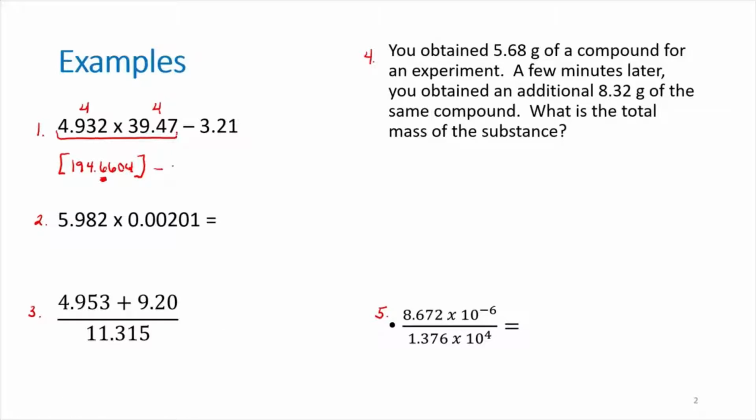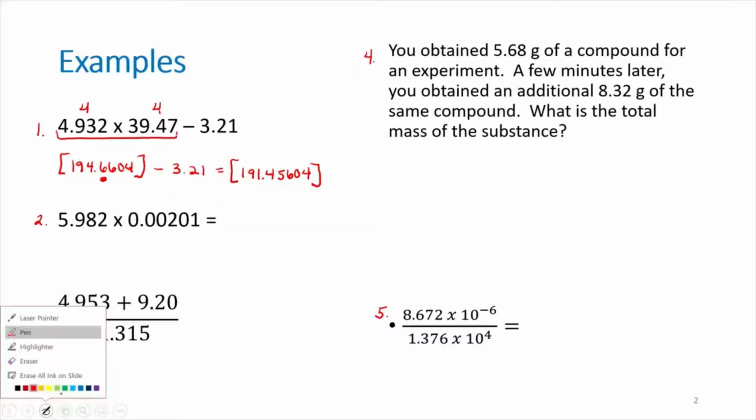From this quantity, I'm going to subtract 3.21. And this calculated answer will be 191.45604. Now, remember, for multiplication and division, we look at the number of sig figs. But for addition and subtraction, we look at the decimal place. So now we need to look at our decimal places. Here, I'm at the tens place. Here, I'm at the hundredths place.